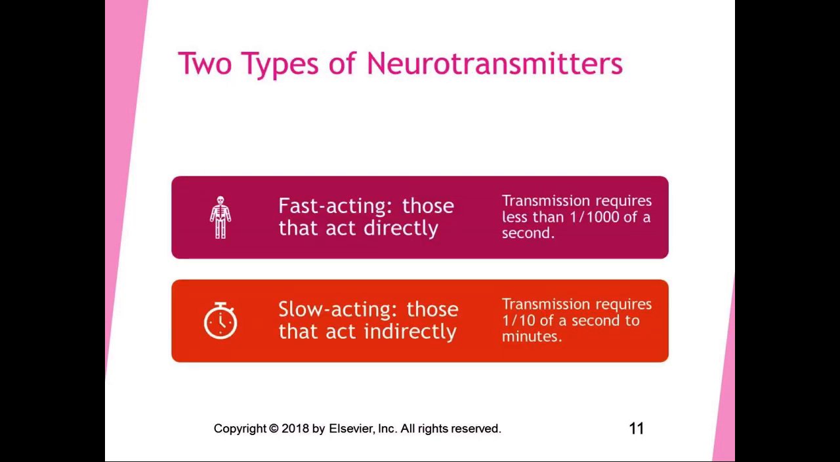There are two types of neurotransmitters. The fast-acting ones are those acting directly, the ionotropic ligand-gated receptor channels that open ion channels. They act fast. Transmission requires less than 1/1000th of a second. There are slow-acting ones that act indirectly, and those initiate a protein cascade inside the cell, and transmission requires longer. So 1/10th of a second to minutes versus that thousandth of a second.